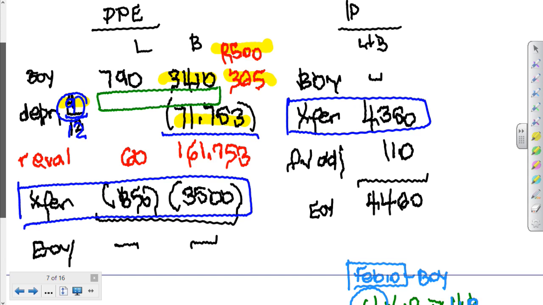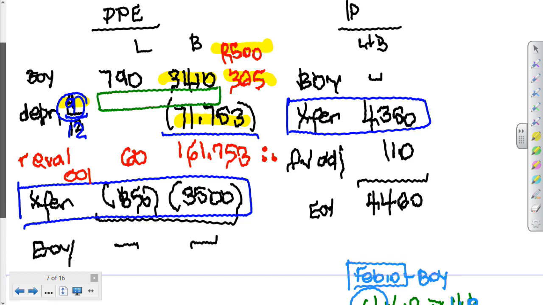So the two numbers come out and come in on the 1st of December, and my balancing figure then to balance the numbers is my reval. That reval will go to OCI and will go to reval surplus, and it's a reval of 60 for the land and 161,753 for the building.